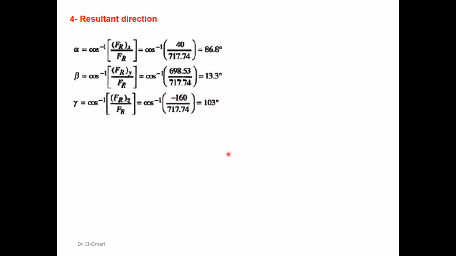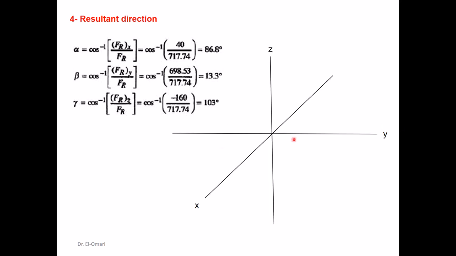If we need to represent this in a 3D image, then we draw the 3D axis, and then you have the force, the resultant force. This is the alpha, which is measured 86 degrees, and then beta is 13 degrees, and then gamma is this angle measured from the z-axis. And so notice that it has to be down. So if we draw these lines, then the force is actually on the negative side of the z and the positive of the x and y.